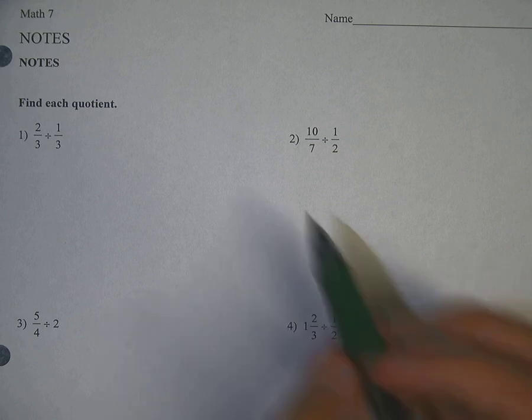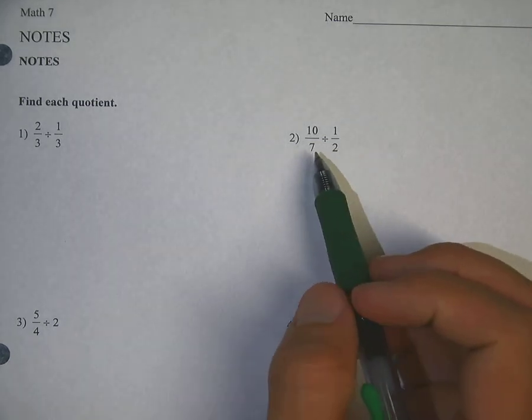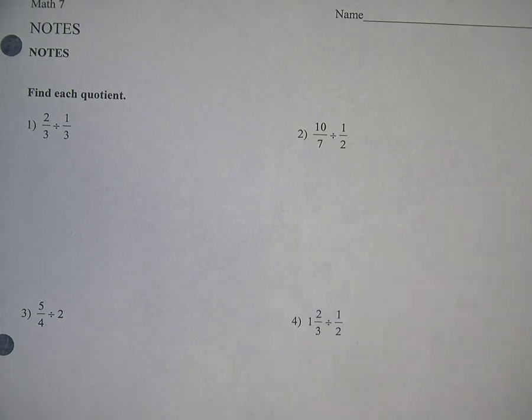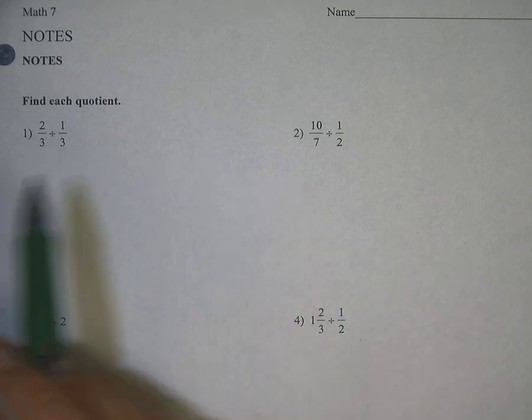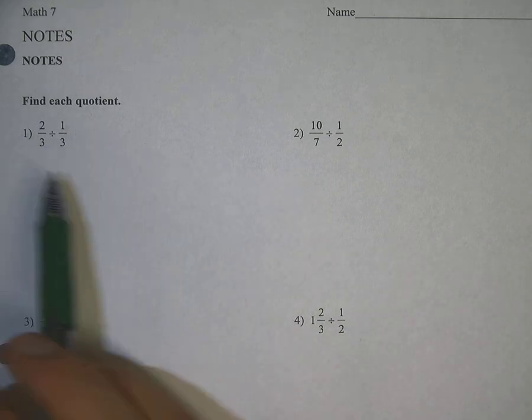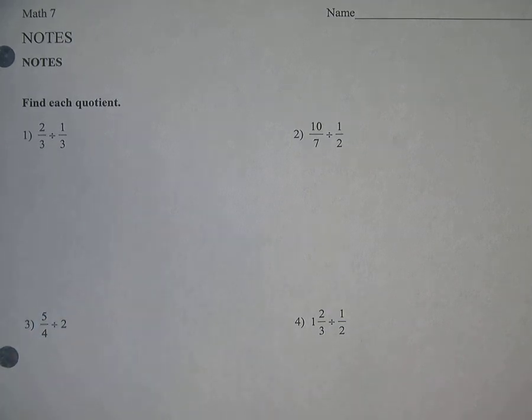When we add and subtract, we need to make sure that these denominators, or the bottom number in the fraction, are the same. And that can be a little complicated sometimes, but when we're dividing fractions or multiplying fractions, we don't have to do that. We can just multiply straight across. If we're multiplying and dividing, we've got one little extra step.